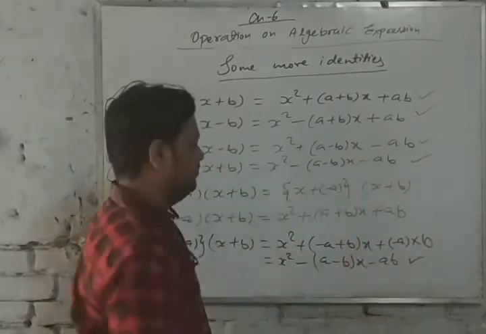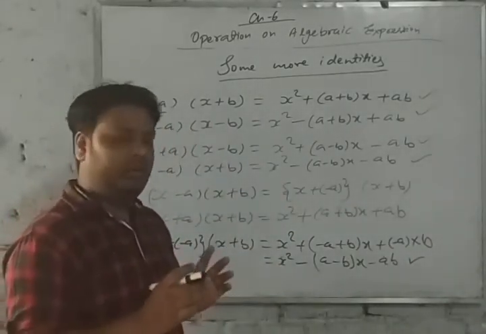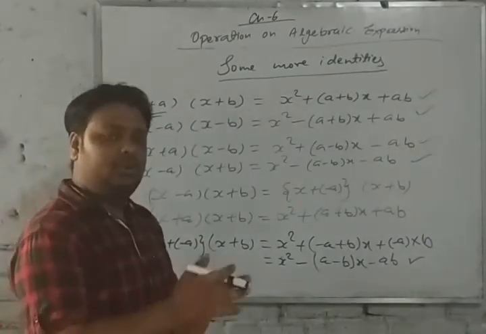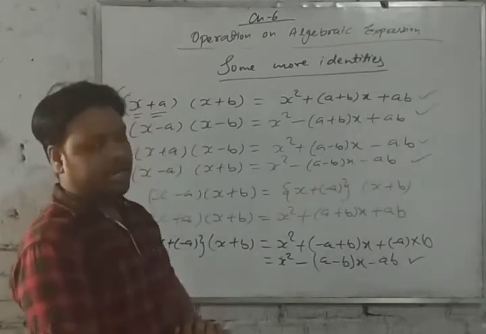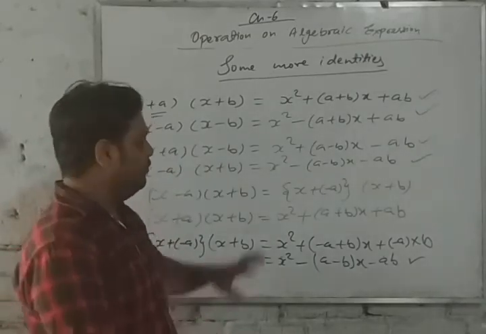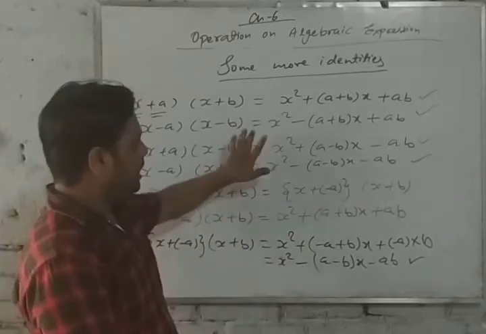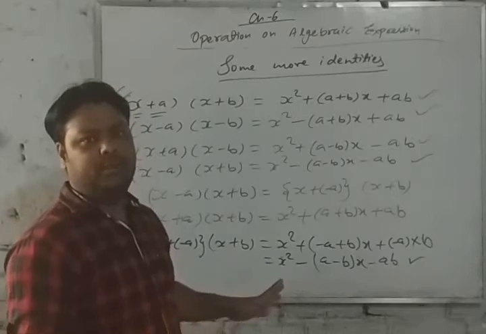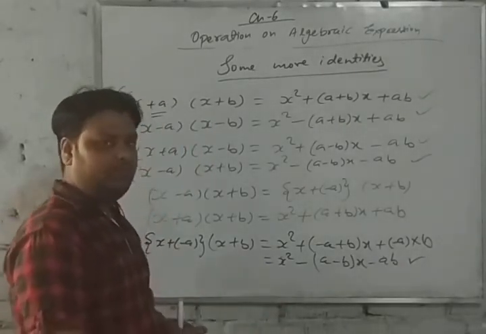Now see again. If you are learning only the first identity, then you can solve each question based on this identity. Okay. But if you learn it, then there is no need to solve it so long. Directly you will use the formula, directly you will put the value and you will get the result. Okay. So let's solve some questions based on these identities.